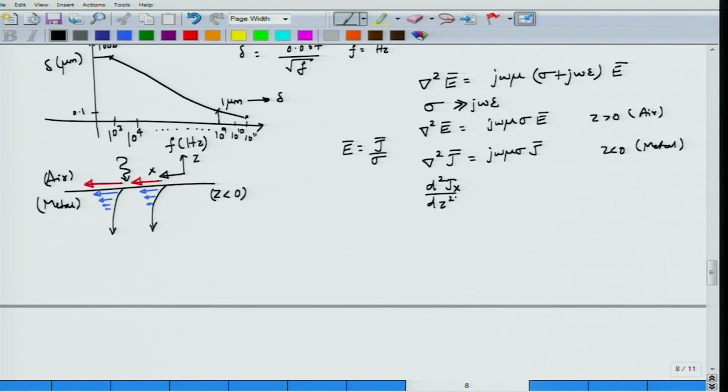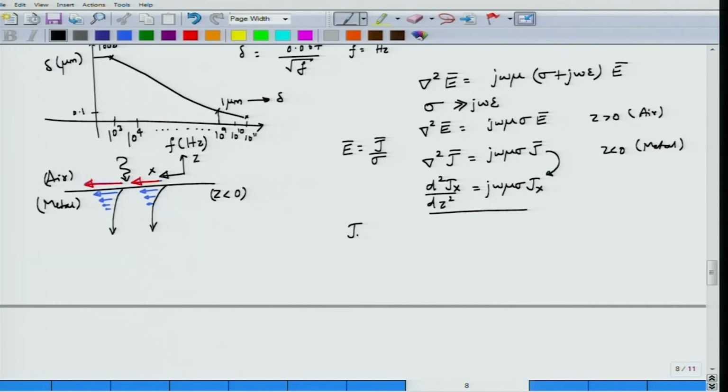This is obvious because the electric field is along x, therefore J must also be along x. This is equal to j omega mu sigma Jx. Okay, so I converted this vector equation into a simpler scalar equation that tells us how the current density vector Jx is actually changing, or propagating, as you go deeper into the metal surface. What is the solution for this one?